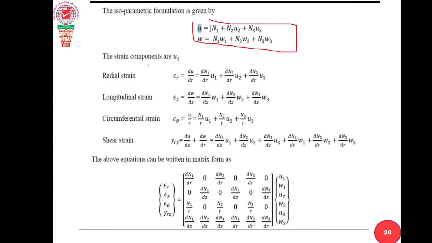Now we are considering strain. There are three types of strain. One is along the radial direction, the radial strain. Along the longitudinal or axial direction, it is called axial strain. And one more along the theta direction, called circumferential strain. What is epsilon r? That also we know: du by dr. What is u? U is nothing but N1 u1 plus N2 u2 plus N3 u3.